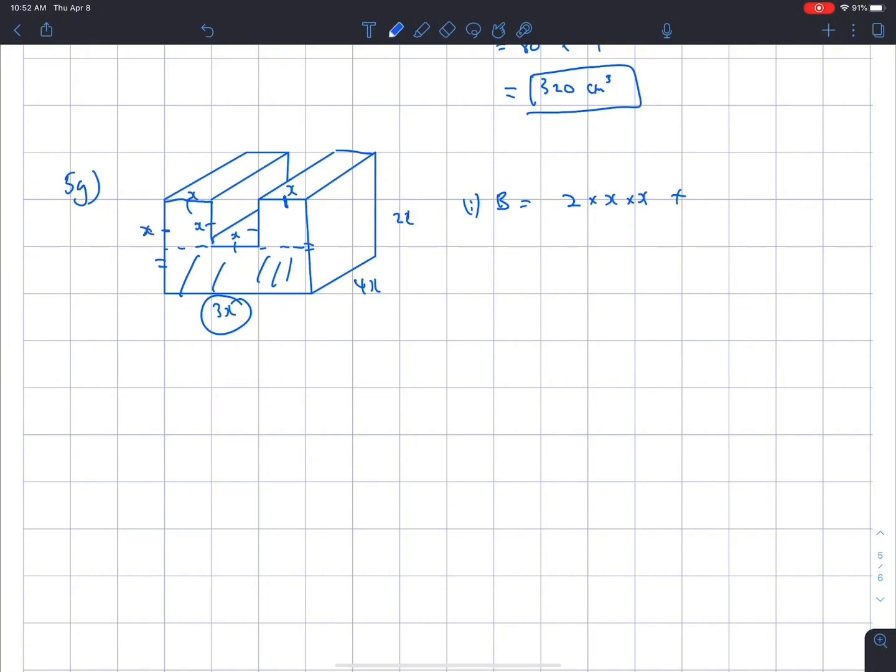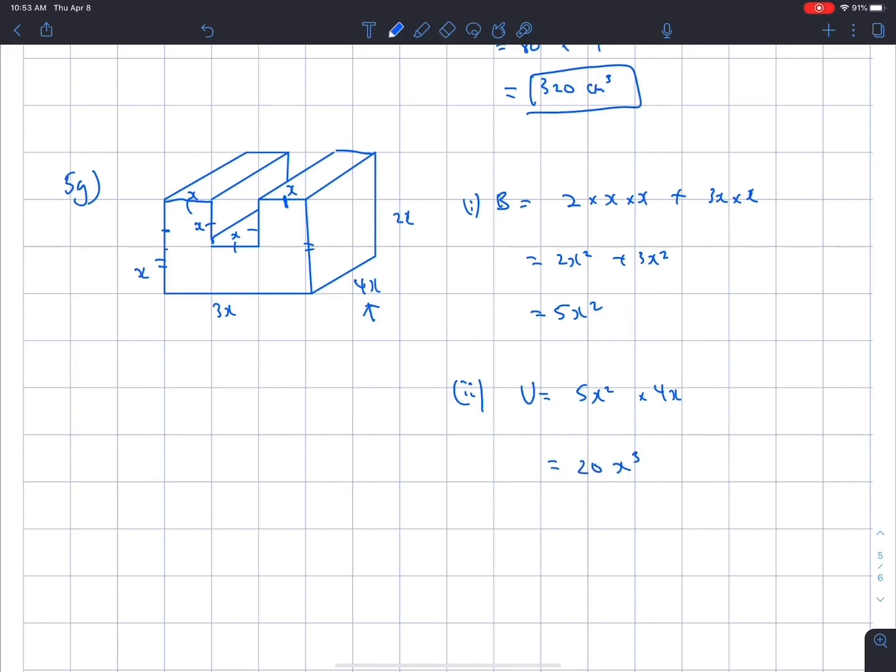So that would be just 3x times x. We get 2x squared plus 3x squared, so we get 5x squared. So there, that's our base area. And the height is just 4x here. If you flip this over, that will become the height. So volume will be 5x squared times 4x. We get 20x to the power 3. They didn't give us the unit, so I'll just say this is a cubic unit.